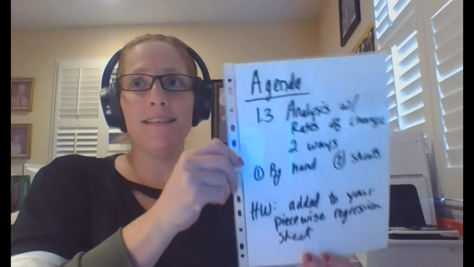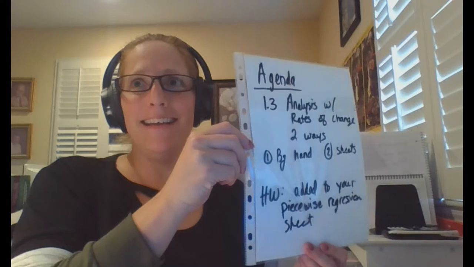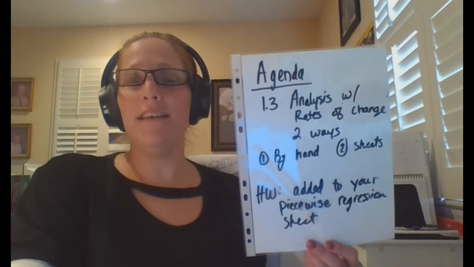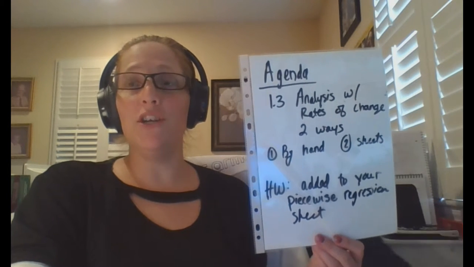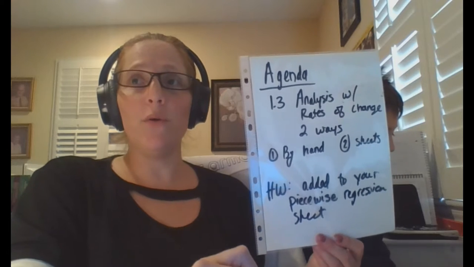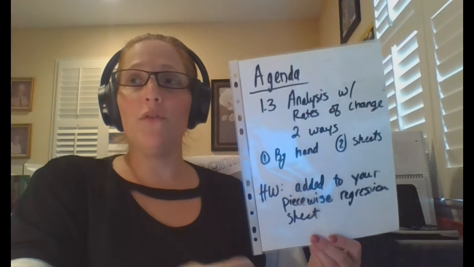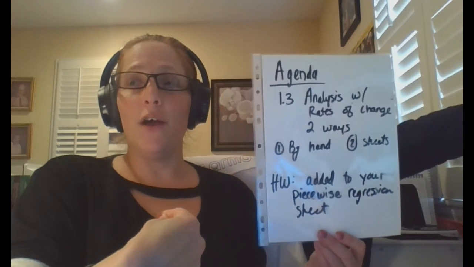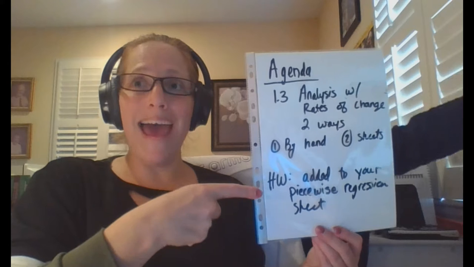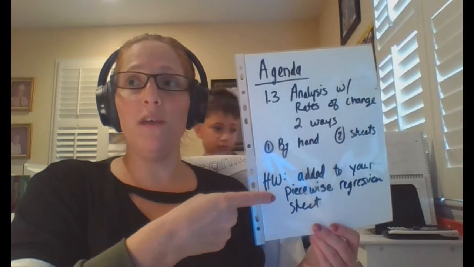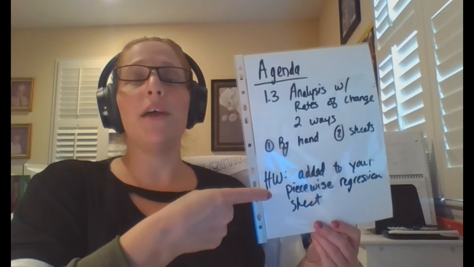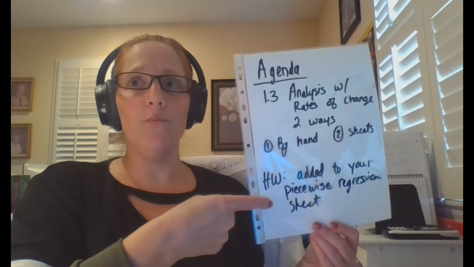Here is your 1.3 agenda. Okay, we're going to continue with the second type of analysis, which is rates of change, two ways. I'm going to show you really quickly by hand, and then I'm also going to show you in Sheets. Now your homework is going to be to add the rates of change analysis to the existing piecewise regression sheet that you are already working on for homework.